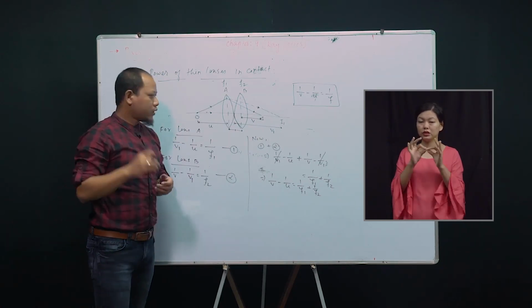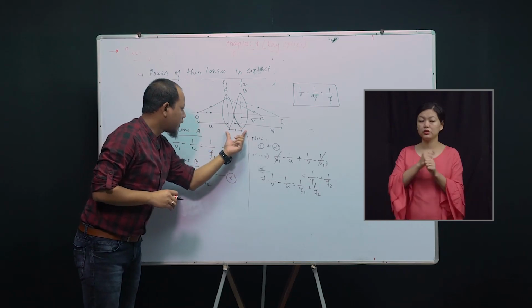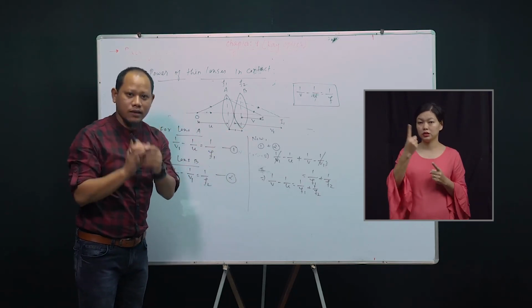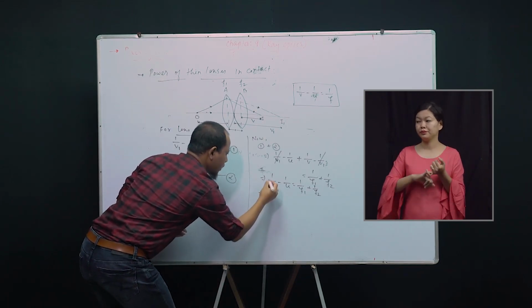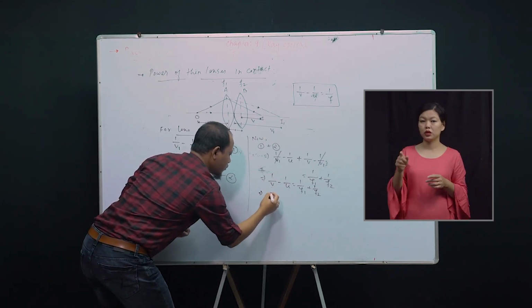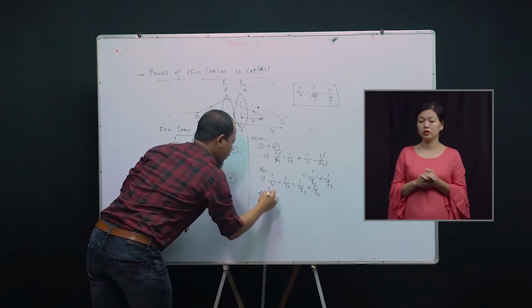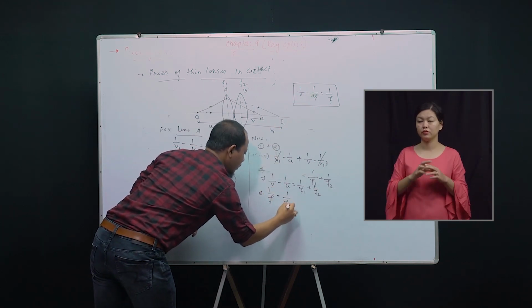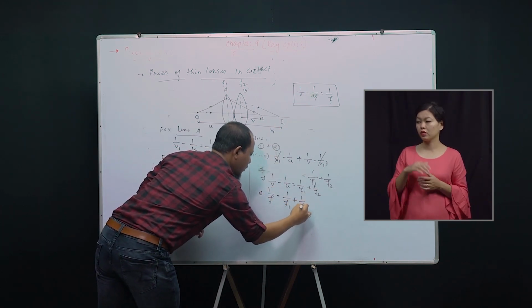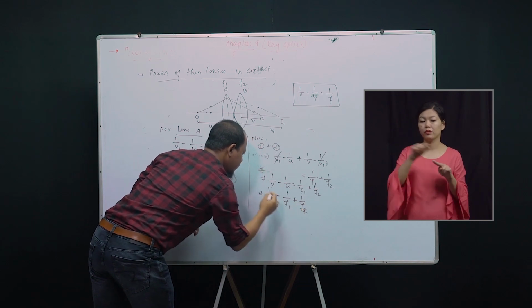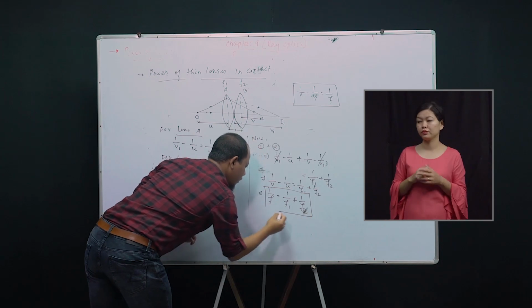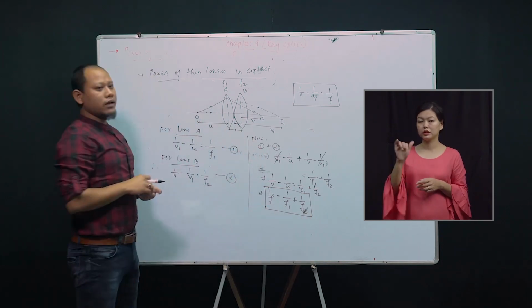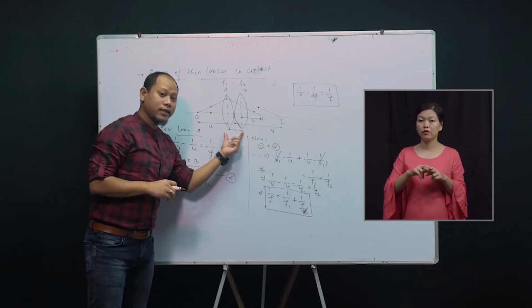Okay. I repeat, if I consider these two lens system as a single lens having focal length f, then in place of 1 by v minus 1 by u, by using the lens equation, I can write 1 by f. So this is 1 by f1 plus 1 by f2. So this is the equivalent focal length if we combine two thin lenses.